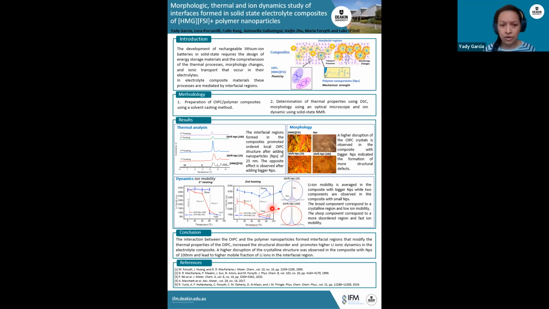From these results, we can conclude that the interaction between the OIPC and the polymer nanoparticles forms interfacial regions that modify the thermal properties of the OIPC, increase the structural disorder, and promote higher lithium ionic dynamics in the electrolyte composite. However, a higher disruption of the crystalline structure was observed in the composite with nanoparticles of 100 nanometers, and it leads to a higher mobile fraction of the lithium ions in the interfacial region.